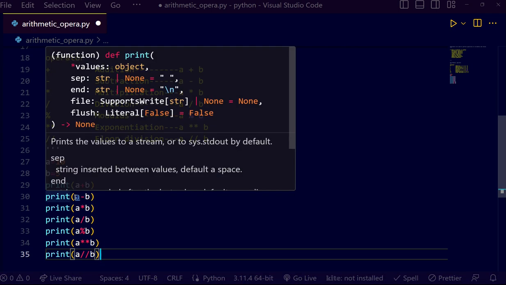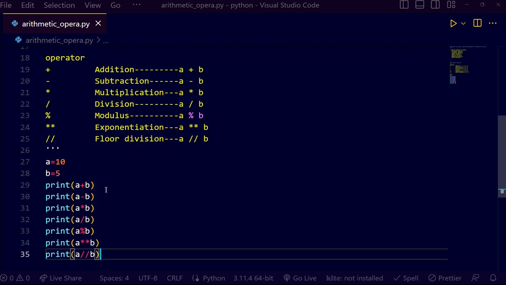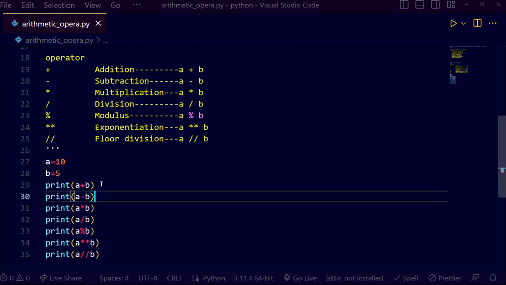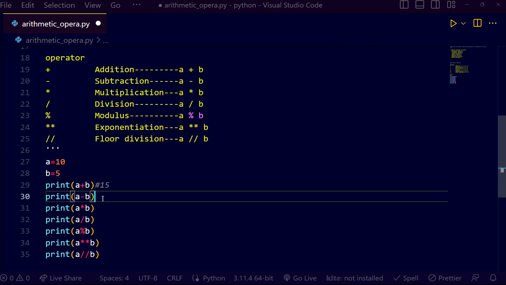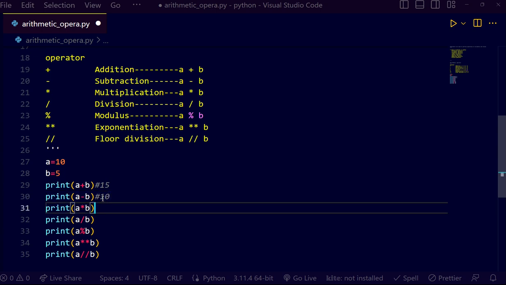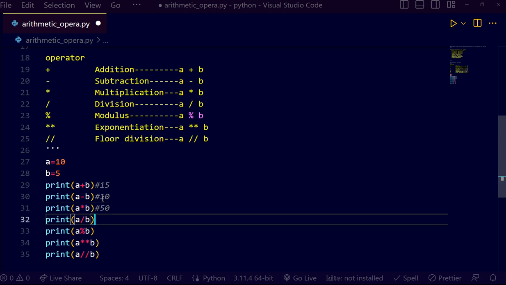Let's see what is a plus b. You get 15 here. Next, what do you get here? We'll get 5 here. Next, you will get 50 here. Next, you will get 2 here.